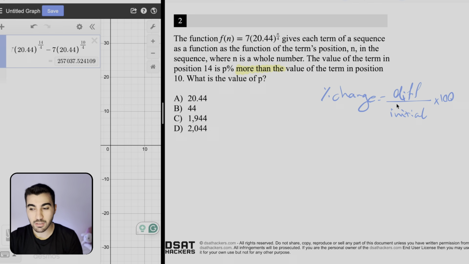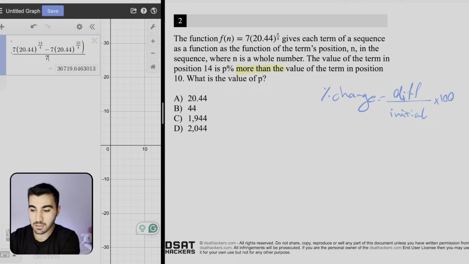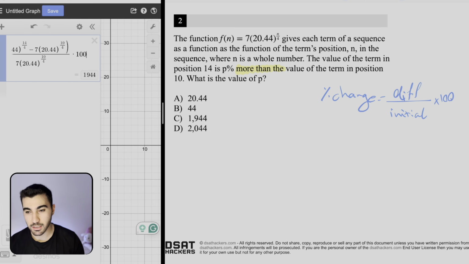We found the difference. Now you have to divide this whole thing by the initial value, by the position 10, the number at position 10. So I'm going to divide the whole thing by 7 times 20.44 to the power of 10 over 4. So again, make sure that when you're typing these, you type them correctly. You don't make any errors, like maybe 2.044 or something like that. Don't make any of those errors. Check it 2-3 times that you don't have those errors. And then we're going to multiply this by 100 and we get the answer.